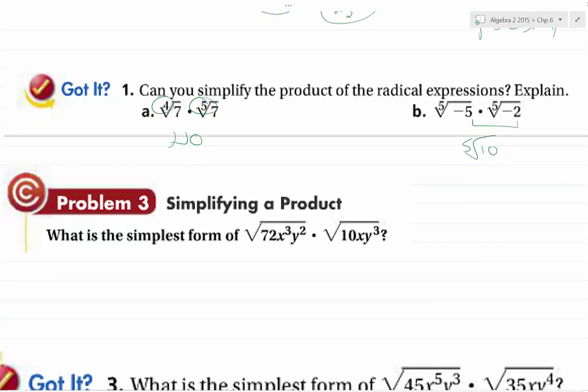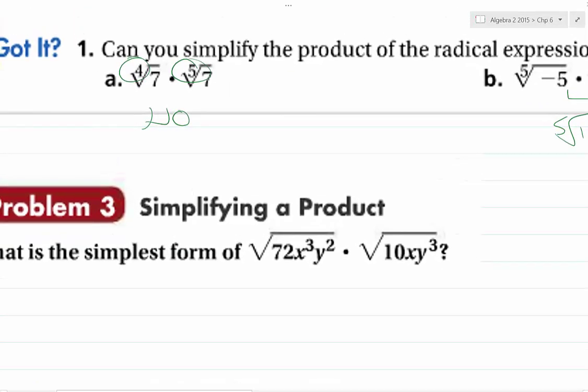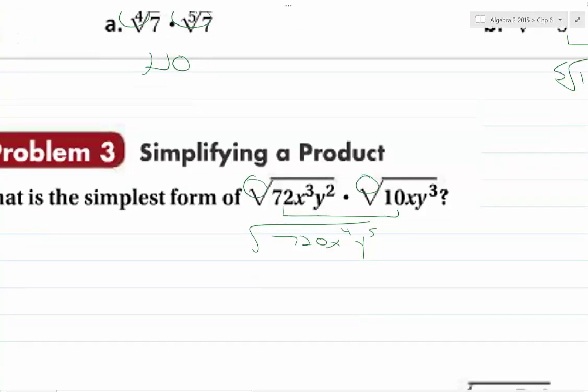So we continue working on those products. So we put those together. So 72 and 10, 720. X to the 4th, y to the 5th. We do have the same index. Remember, nothing there means squared. Let me start to break those down.